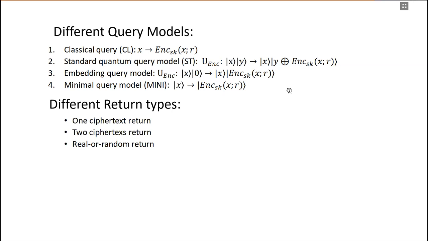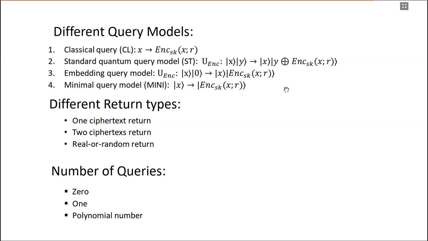Also, you saw in the previous slide, there are different ways to implement the challenge queries. And there are different return types, namely one ciphertext return, two ciphertext return, and real or random return types. In addition, the number of queries matters. So the number of queries can be zero, one, or a polynomial number of queries.